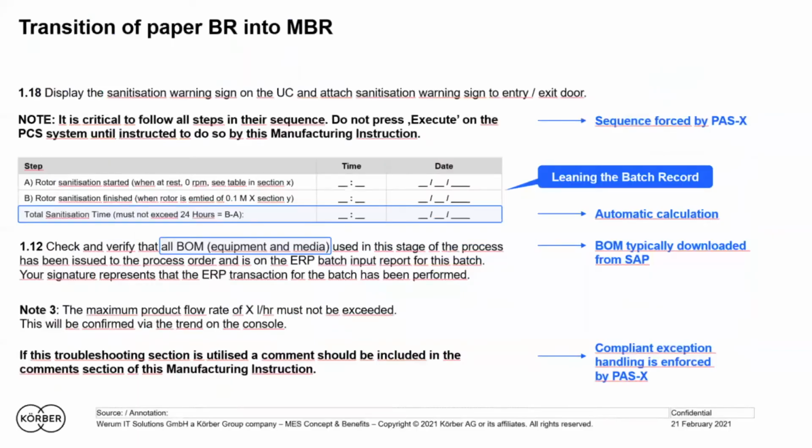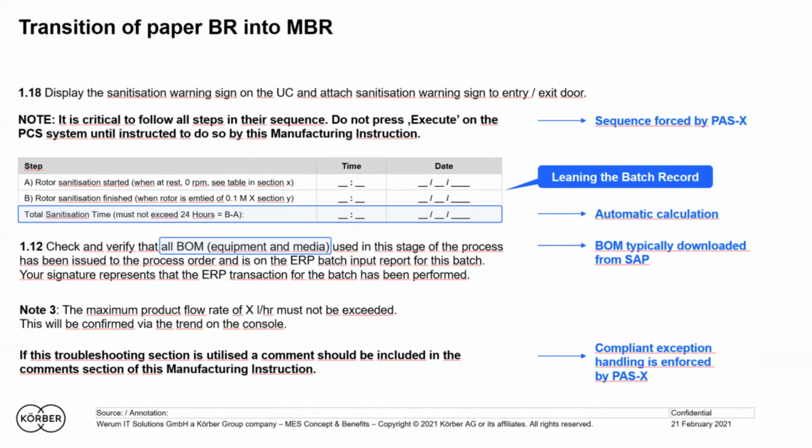Transition of paper batch record into master batch records. Here we see an example of one of our batch records. It has been noted with statements which display how PassX can benefit the manufacturing process. Review by exception allows for deviation and exception handling to occur in real time and drastically reduces deviation handling costs. In addition, batch deviations are reduced on average by 80%.